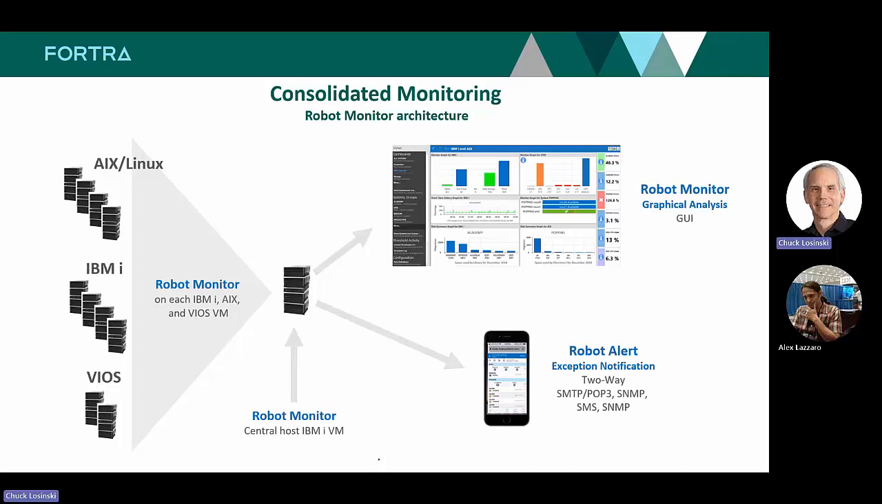The Robot Monitor software is installed on each partition on your Power server that you want to monitor. And these partitions can be on separate hardware footprints, or they could all be on the same hardware footprint. We don't care. The monitor software then on each of those partitions reports up to a central partition, and that's where all the data is kept in DB2 on IBM i.